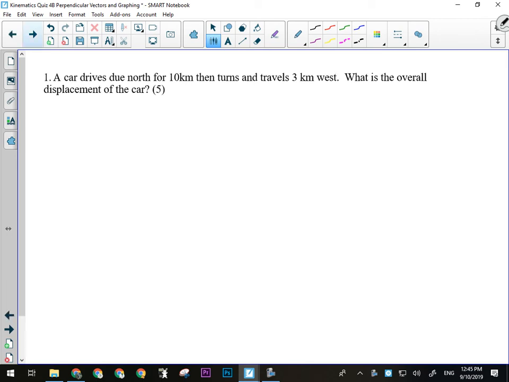All right. So for our first question, we have a car that drives north 10 kilometers, then travels 3.0 kilometers west. So I want to draw my vector diagram of that situation. Here's my 10 kilometer vector, and here is my 3 kilometer vector.